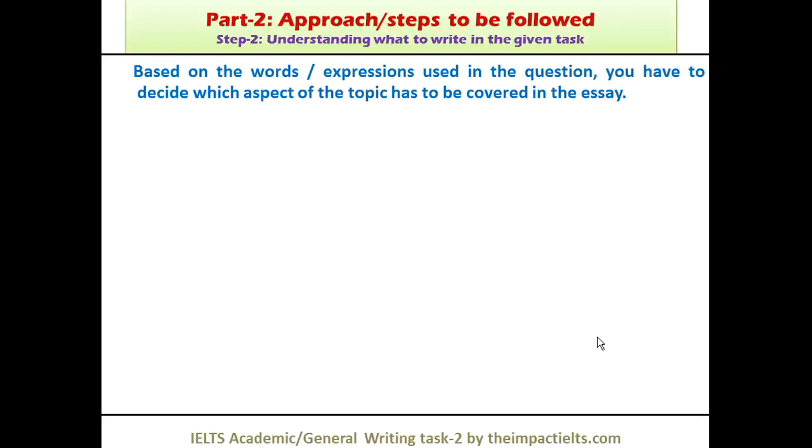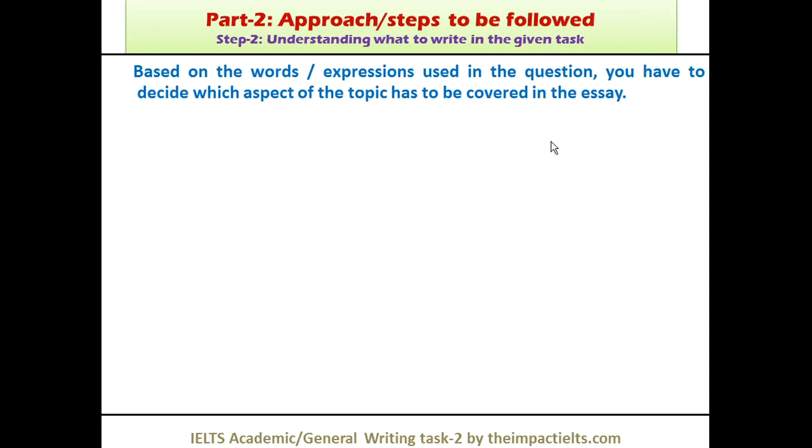Hello again. So far, in our steps to writing, the first thing we have understood is the question type. The second thing that we're going to see in this video is how to understand what to write on the given task, based on the terminology of the question, the words or expressions which were given to you.